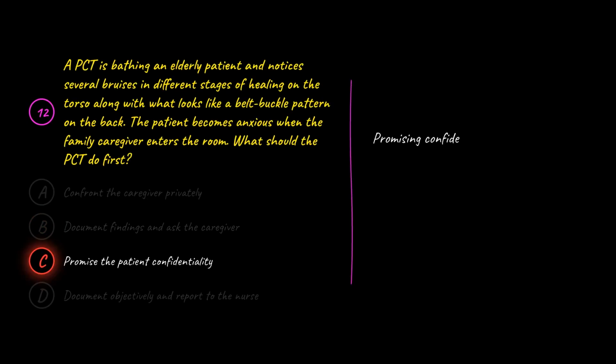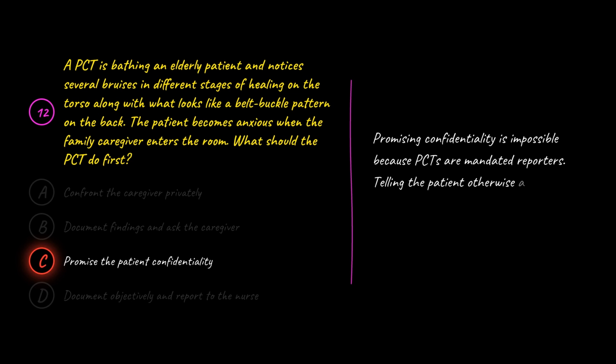C is wrong because promising confidentiality is impossible because PCTs are mandated reporters. Telling the patient otherwise and then reporting anyway destroys trust, while the legal duty to report suspected abuse cannot be waived by an informal promise. Mandatory reporting is a legal and ethical obligation for every healthcare worker, including PCTs, regardless of role or credential level. You don't need certainty to report. Reasonable suspicion based on observable evidence is enough to trigger the obligation.